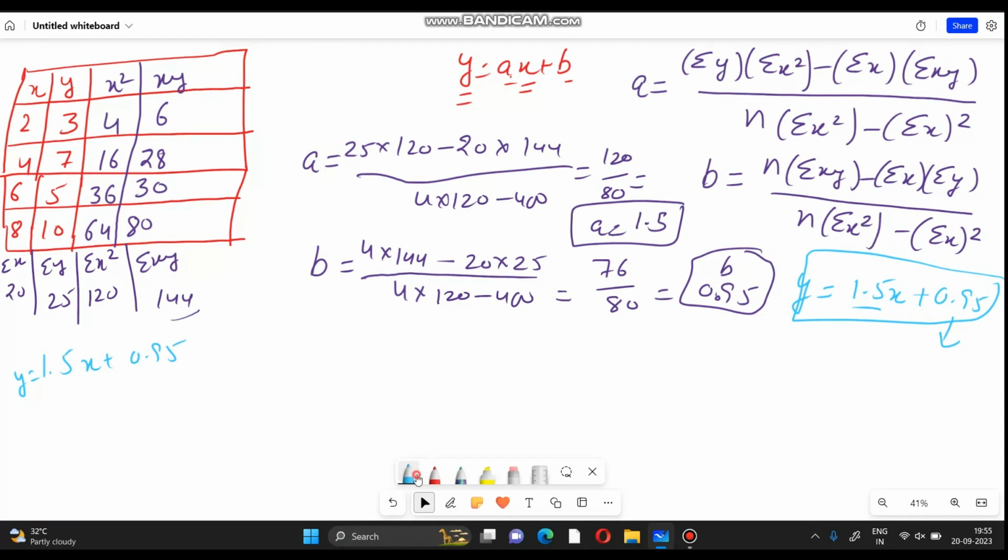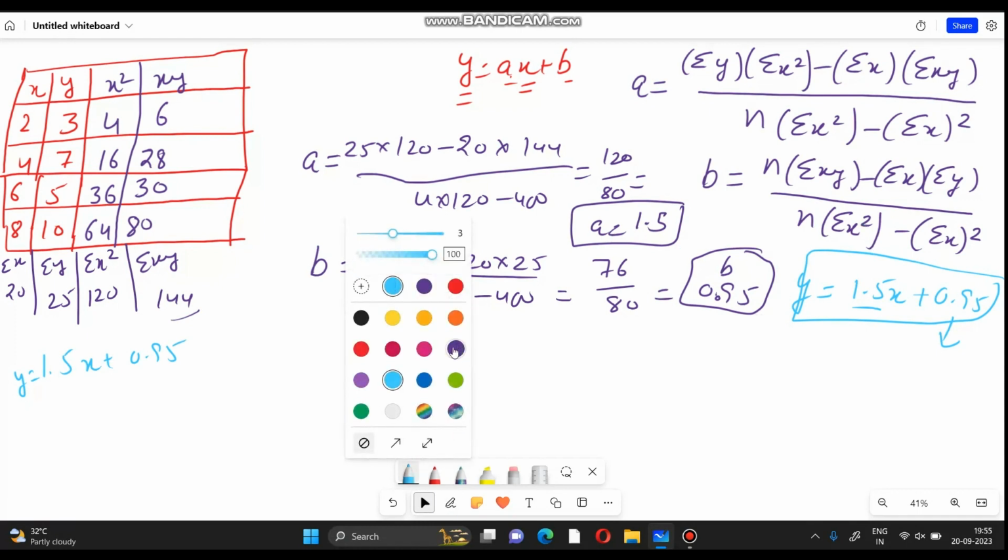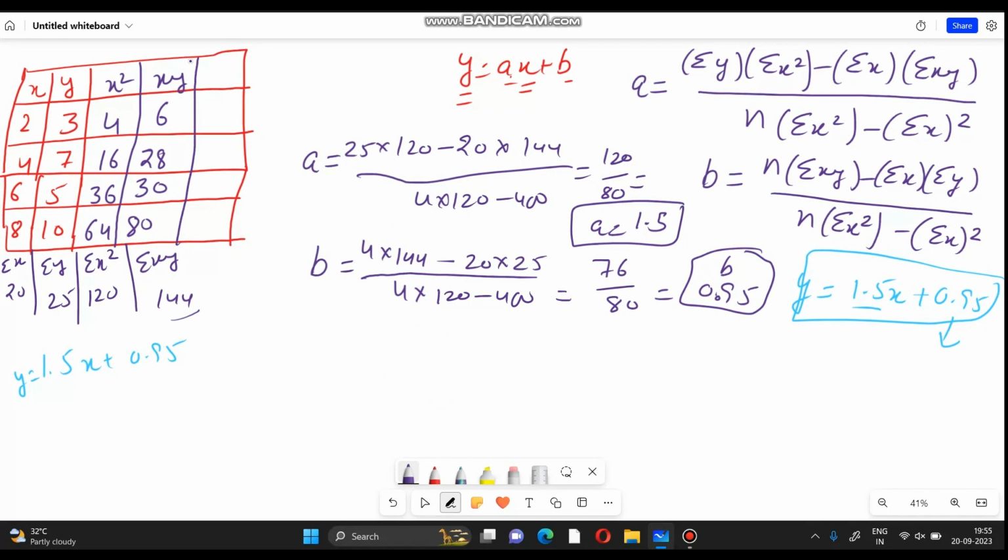When we proceed further, we will put the values into the equation one by one and calculate the value of p, that is the predicted value. Here p stands for predicted values. So when we take the equation, firstly we have 1.5 into x, which in the very first case is 2, plus 0.95.